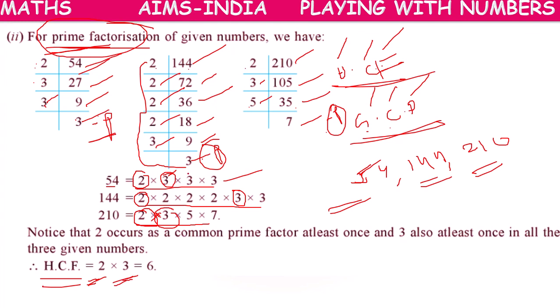Another 3 appeared only in 2 numbers; in the third number it is missing. 5 appears in only 1 number, but is missing in 2 numbers. 7 is also missing in 2 numbers. But we have to take what is common in all the 3 terms. One 2 is common, one 3 is common. So 2 into 3, 6, is the highest common factor.